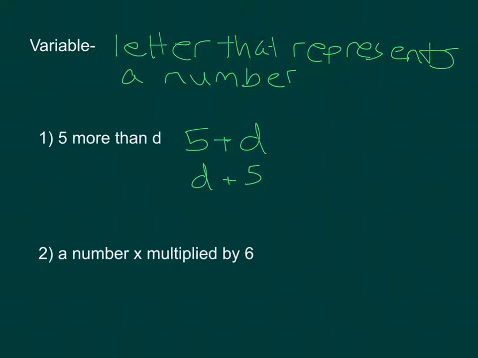The next one, it says a number x multiplied by 6. Well, in high school algebra, we're not going to use the multiplication symbol. We're just going to write the two things right next to each other. So number x multiplied by 6, that's 6x. That does mean 6 times x. And we generally put the number in front.